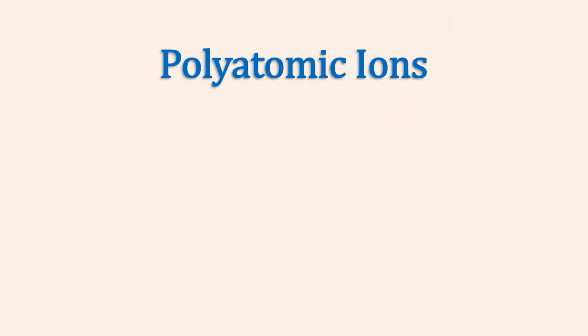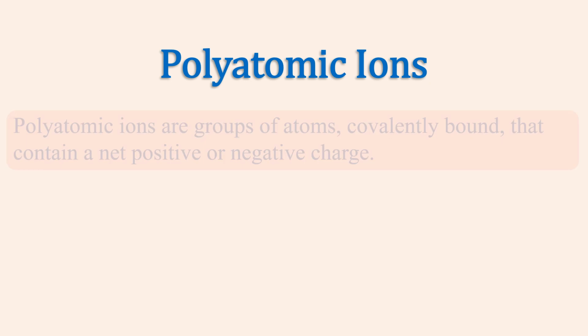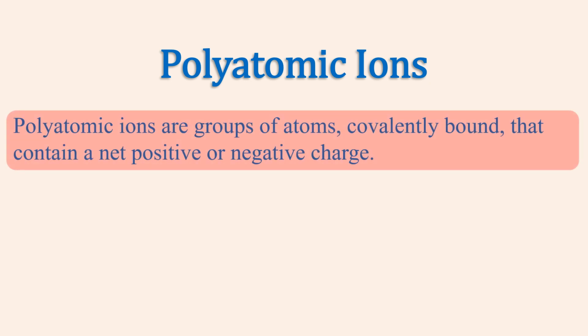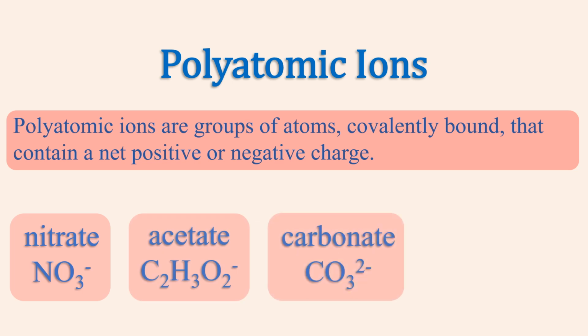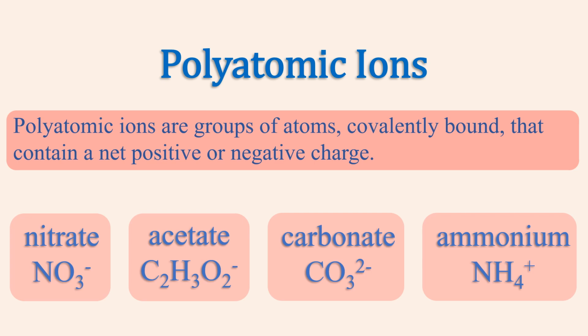Before moving on, let's review polyatomic ions. Polyatomic ions are groups of atoms covalently bound that contain a net positive or negative charge. Most polyatomic ions we'll see in general chemistry are anions with an occasional cation. Nitrate, acetate, and carbonate are examples of anions, and ammonium is an example of a cation.